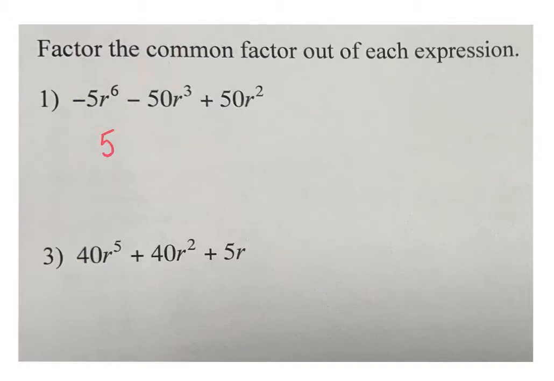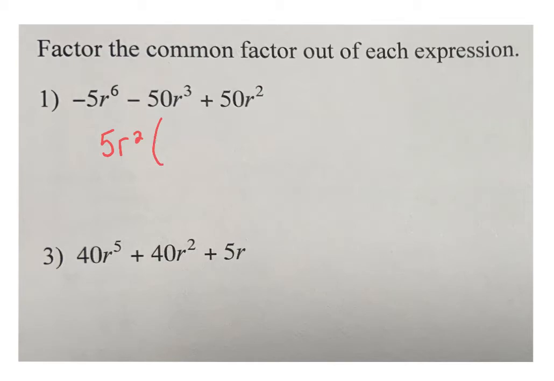And then we look at the variables, r to the 6th, r cubed, and r squared. We always want to take out the lowest because for the lowest one, we can't take out more than it has, right? So what's the lowest number of r's that we have? R to what power? 2, right? So we're going to take out r squared. And then in parentheses is what is left over.